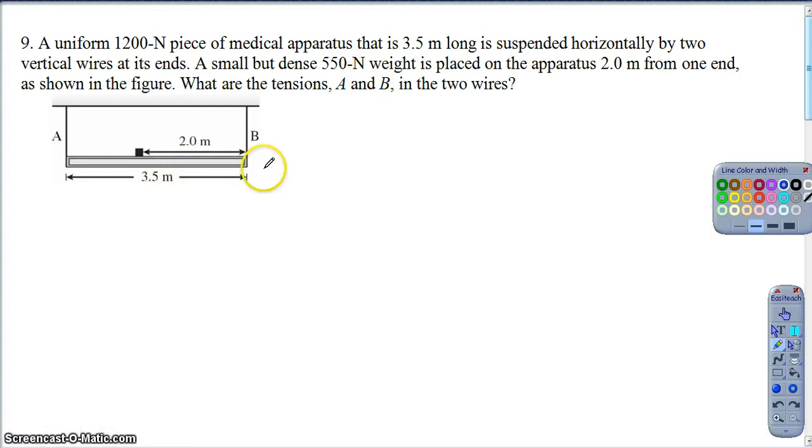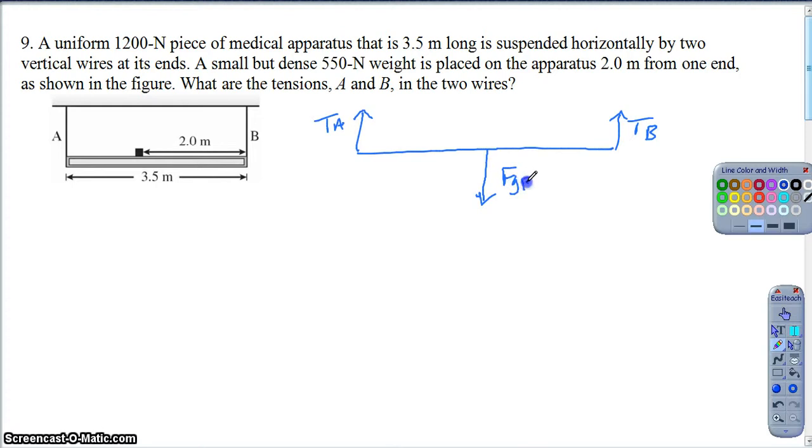So when I think about this problem, the first thing I always want to do is think about the forces involved. So again, I have tension A pulling up, I have tension B pulling up, and then I have the two forces of gravity, one acting from the middle of the beam, the force of gravity of the beam itself, and then I've got the force of the block on there. I'll call it FGM, the force of the mass pulling down from over here, which is 2 meters from the right. So these are the forces.